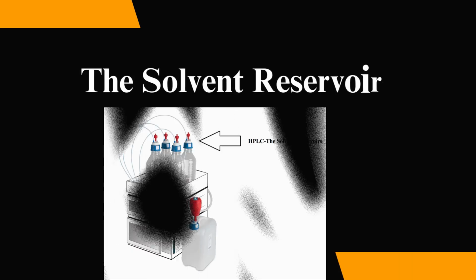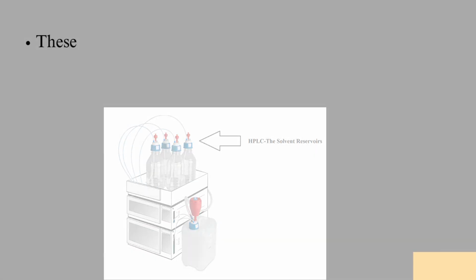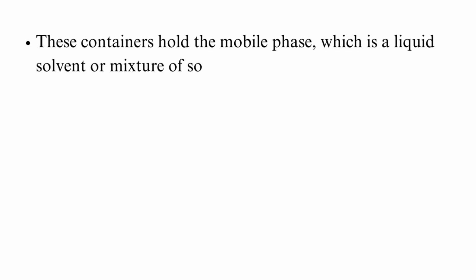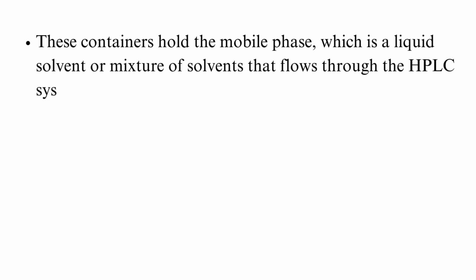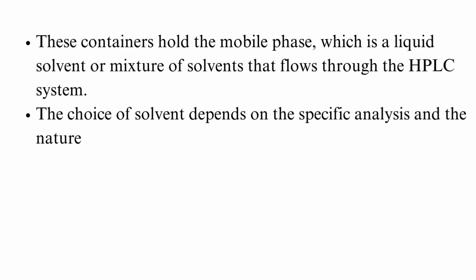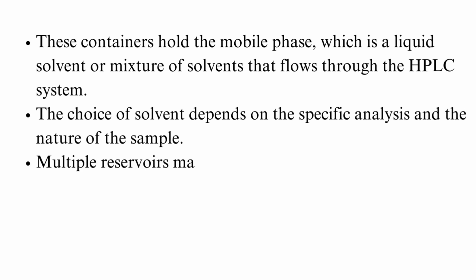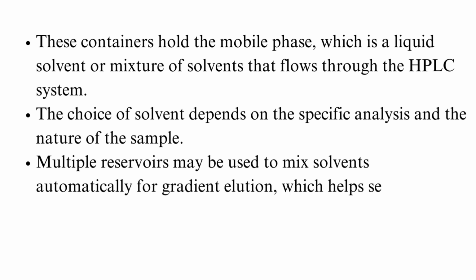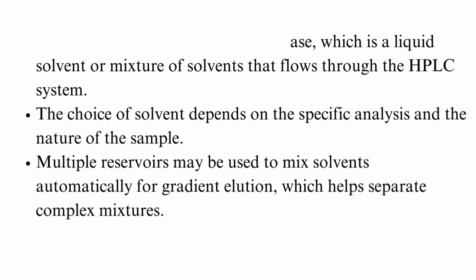The solvent reservoirs. These containers hold the mobile phase, which is a liquid solvent or mixture of solvents that flows through the HPLC system. The choice of solvent depends on the specific analysis and the nature of the sample. Multiple reservoirs may be used to mix solvents automatically for gradient elution, which helps separate complex mixtures.